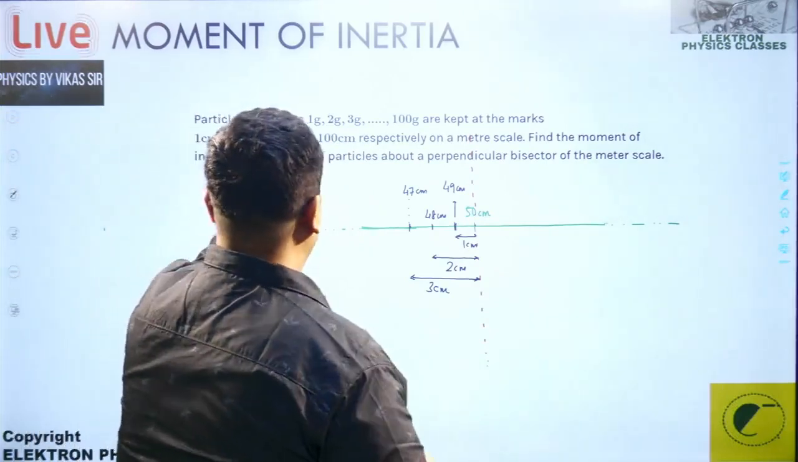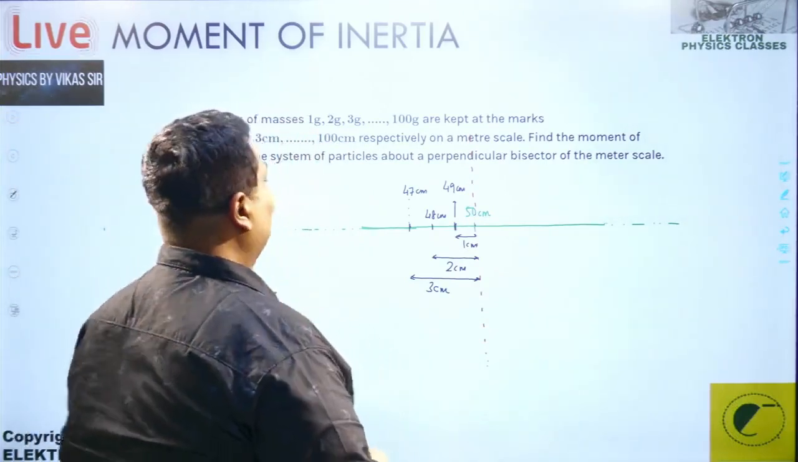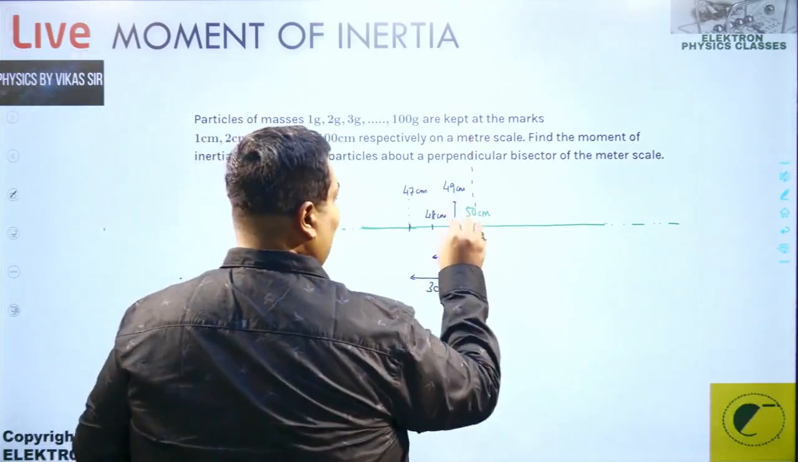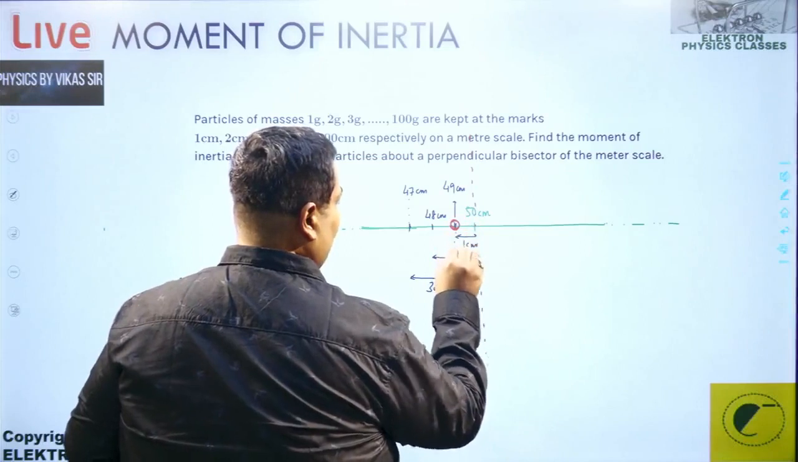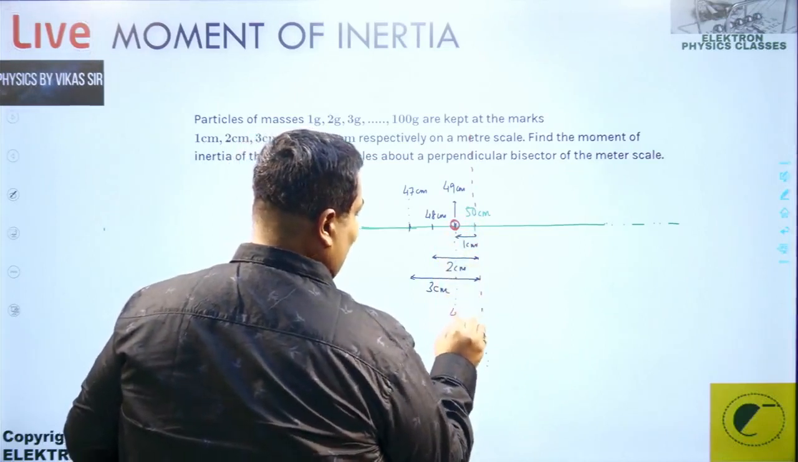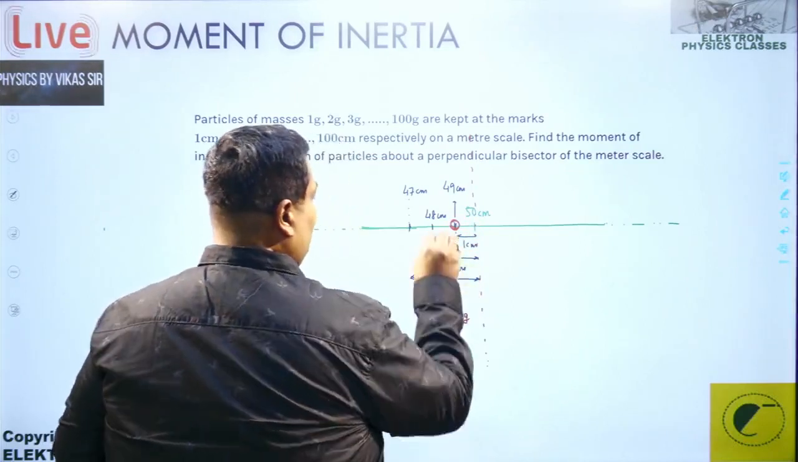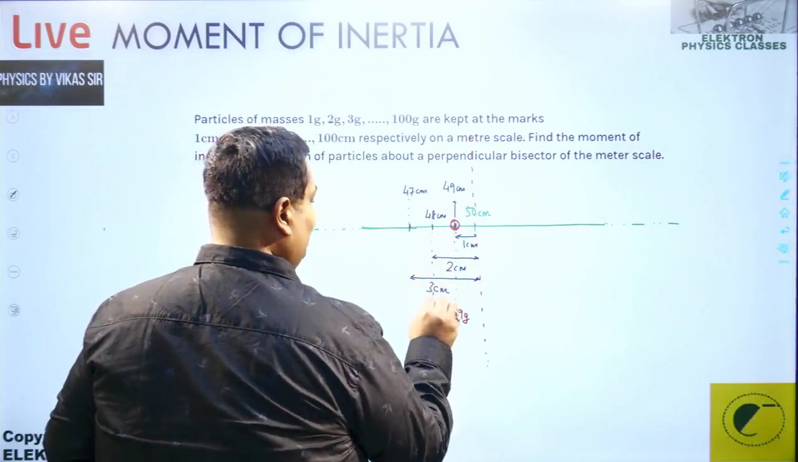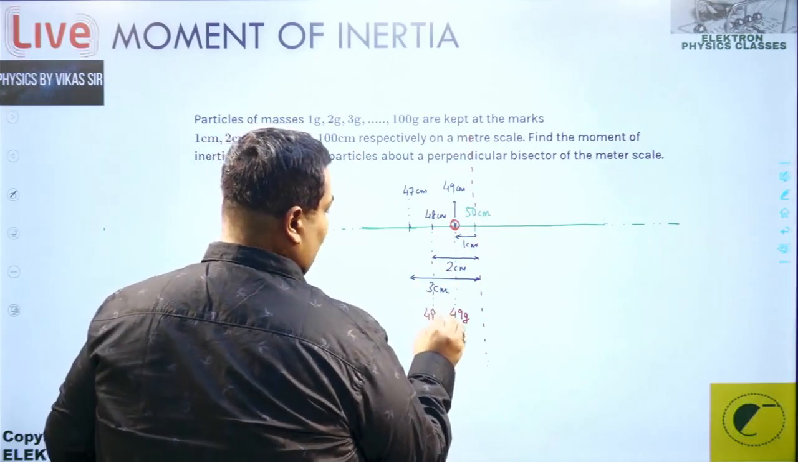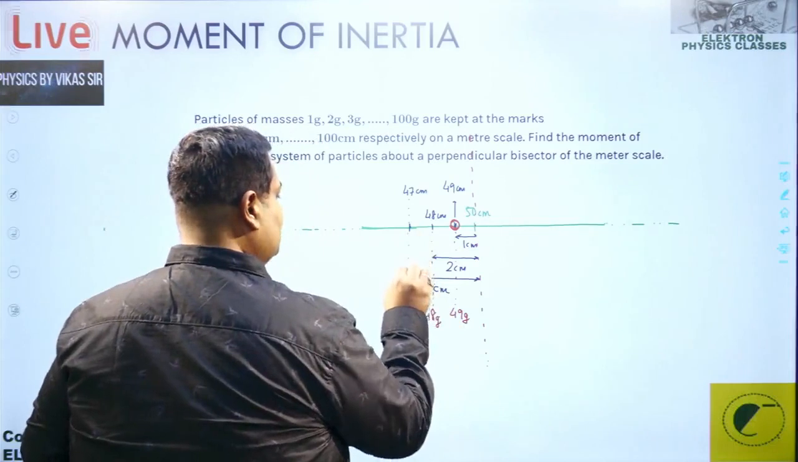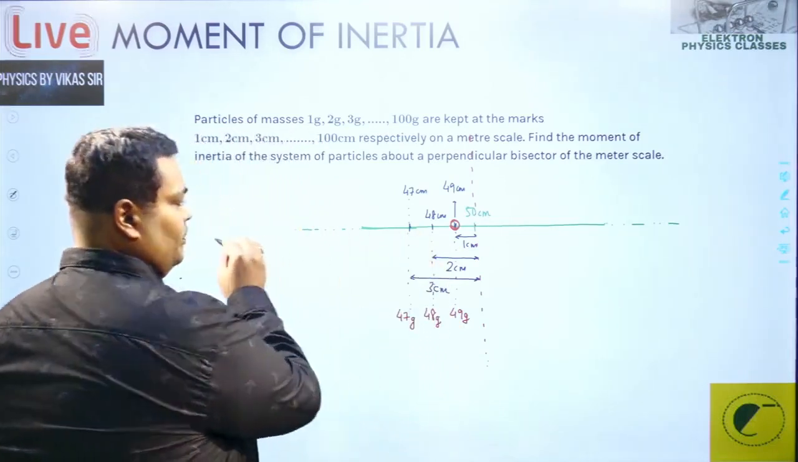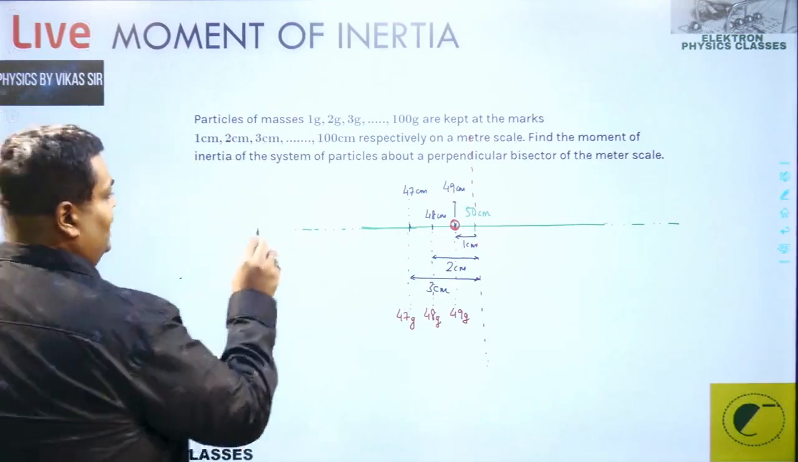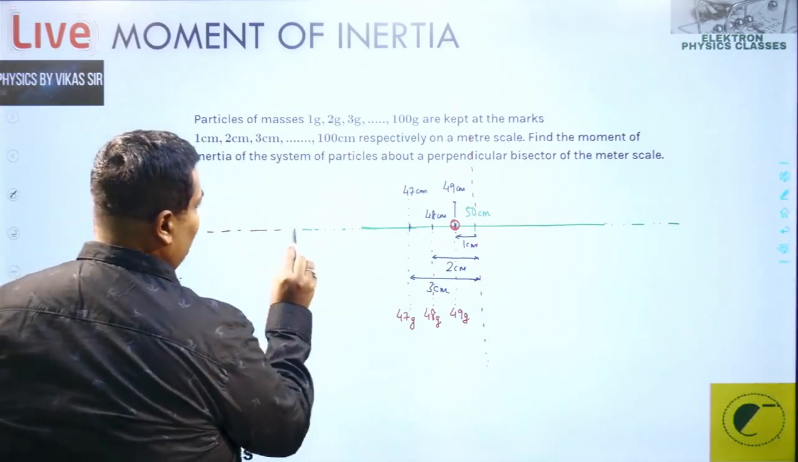And how much mass? 1 gram we have at 1 centimeter, 2 gram at 2 centimeter. So over here that will be 49 gram. This particle is of 49 gram. What about this particle? This particle is of 48 gram. What about this particle? This is of 47 gram, and so on over here. That means the first particle was somewhere here.